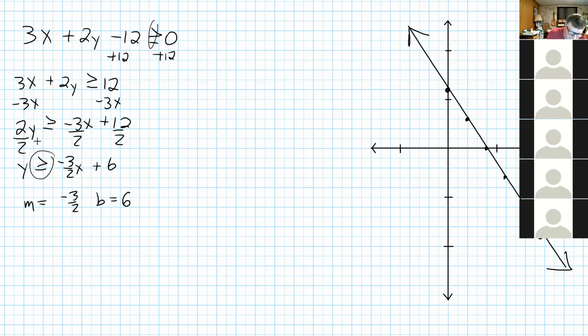Now, having solved for y, all I have to do is look at the direction of the inequality. It says y is greater than or equal to. If y is greater than the line, where is y more than where the line is? It's above the line.